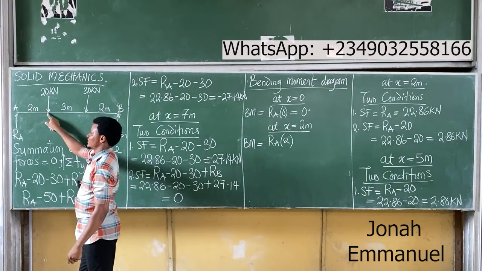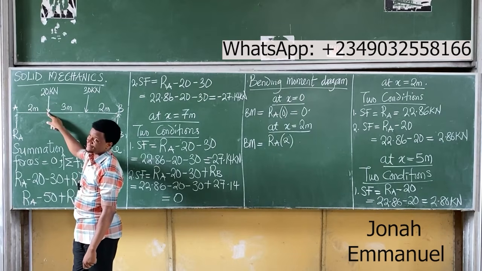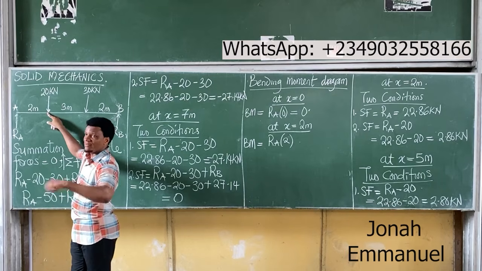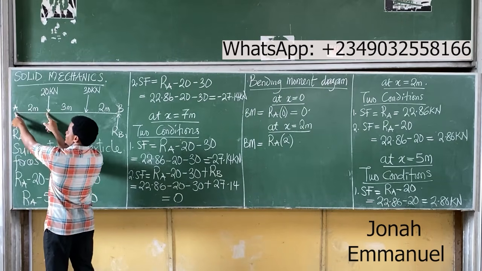At x equal to 2 meters here, at this point, what about the 20? Do I add it? You don't have to. Again, this one is not two conditions. Two conditions only work for shear force, not bending moment. So for bending moment, just go straight to taking the moment. So for this one here, the two forces at play would be this and this.